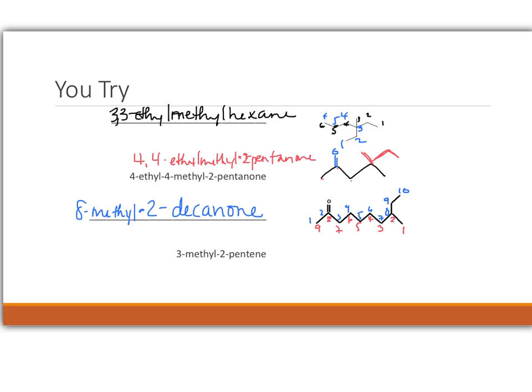So last one, 3-methyl-2-pentene. That means I'm going to have a double bond in here, and I need 5 carbons. The second carbon is going to start my double bond. So I've got 1, 2, double bond. There's my third carbon, 4, 5. And then my methyl group would come off right there.